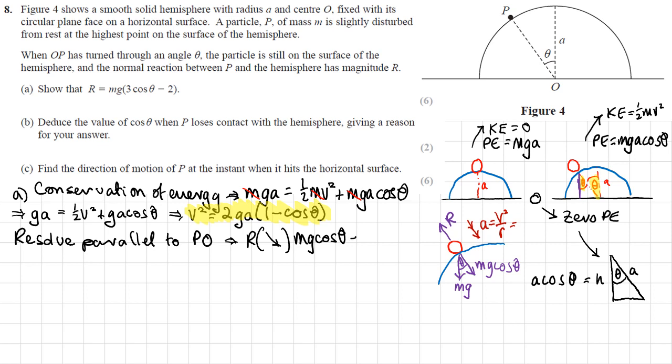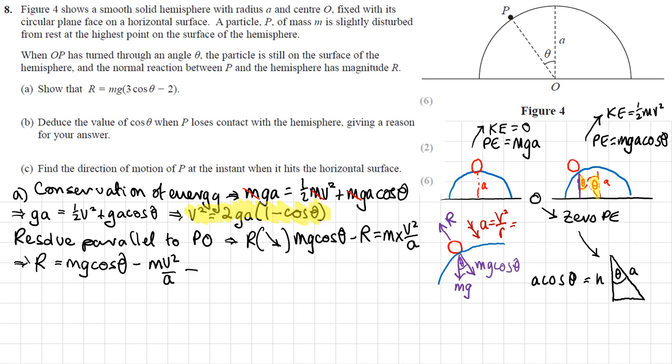Okay, so resolving in this direction, which is parallel to PO, I will get mg cos theta, then minus R, because that's going away from the centre, is equal to ma, and that a is equal to the v squared over the radius, and now I'll put the a in here. Now I'll rearrange this to make R the subject, and I will have R is equal to mg cos theta minus m v squared over a.